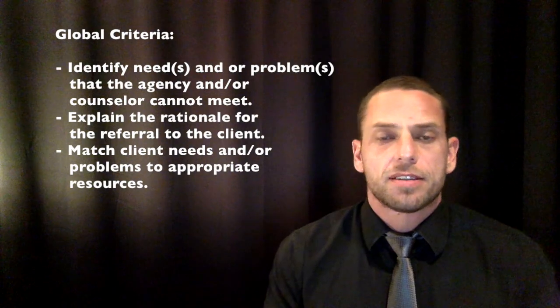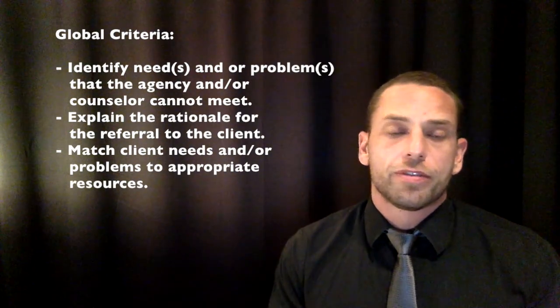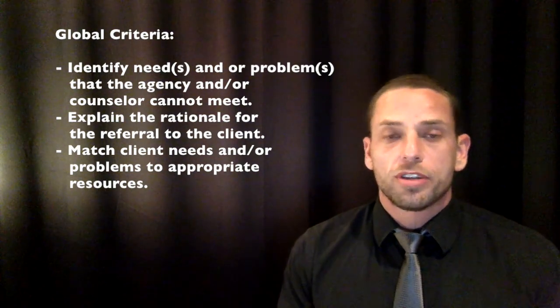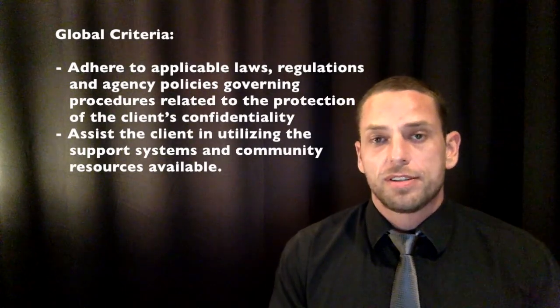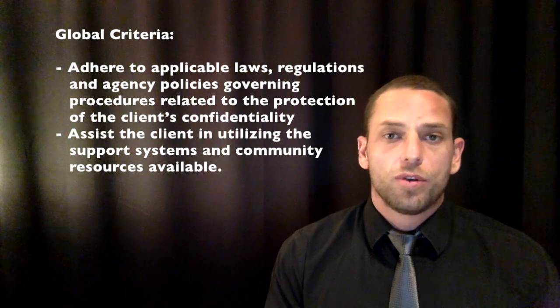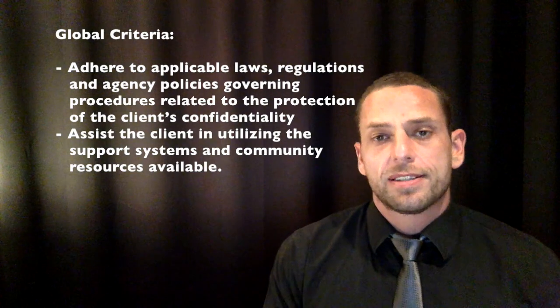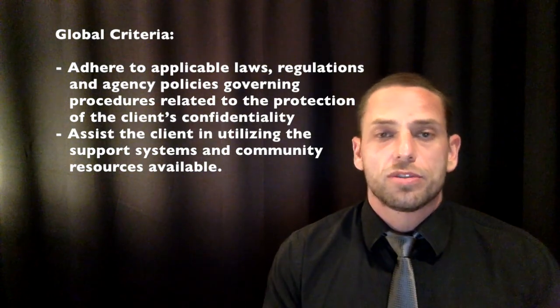The global criteria outlined here is, first of all, we need to identify the needs that the counsellor or agency cannot meet. Then we're going to explain the rationale for the referral to the client. Then we need to match the client's needs or problems to the appropriate resource. Then we also need to adhere to the laws and regulations and agency policies governing the procedure for protecting the client's confidentiality. And then lastly, we're going to assist the client in utilizing these support systems and community resources that are available.